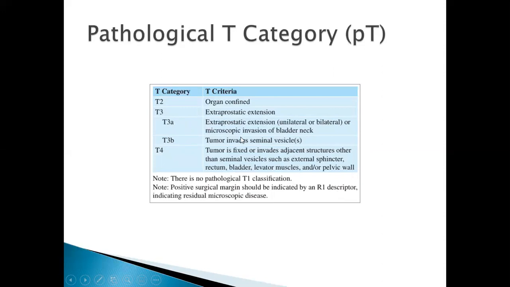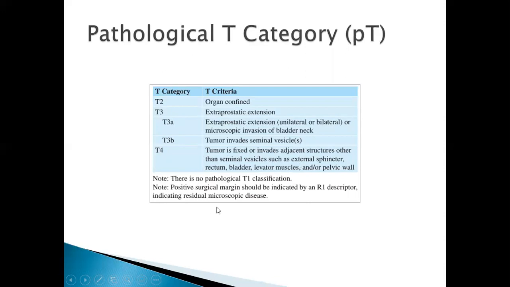And T3A is extraprostatic extension, and it can be one side or both sides, okay? Or if there's microscopic invasion of the bladder neck, okay? And since it's microscopic invasion, this information can only be given to you from the pathology report, all right? And then T3B, invasion into the seminal vesicles, all right? T4, same as the clinical T4. Tumor is fixed or invades adjacent structures other than those listed, all right?